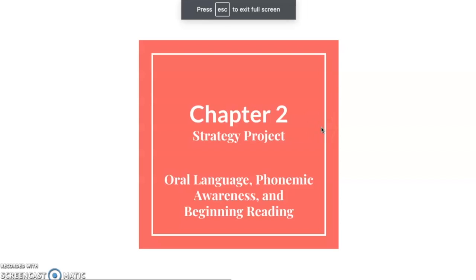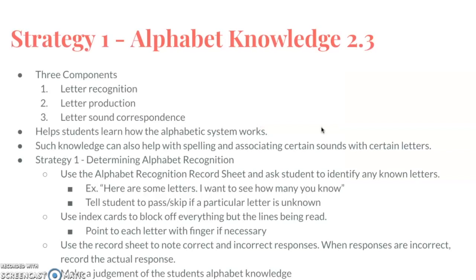Hello, we're doing chapter 2 for the strategy project. Our chapters cover oral language, phonemic awareness, and beginning reading for readers. So the first strategy that we chose to talk about is alphabet knowledge.